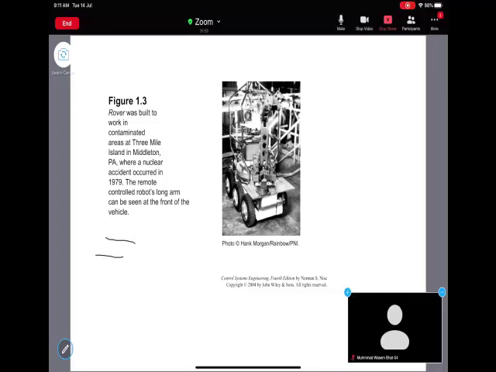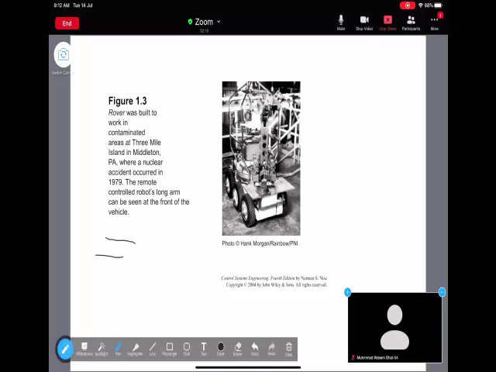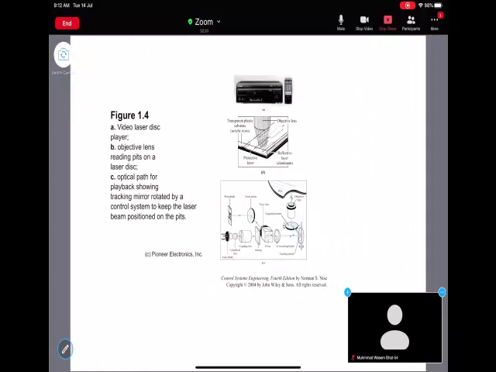So this is a picture of man-made control systems around you. This is a rover, a robot that was built around 1979 to remotely check contamination at a place where a nuclear accident had happened, right? So again, a very relevant example of control systems being applied in everyday life, right? This is a slightly old technology now.